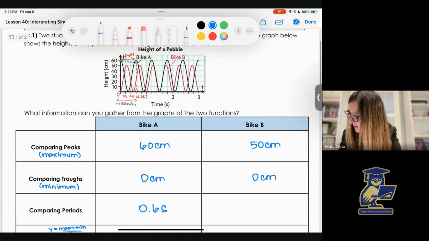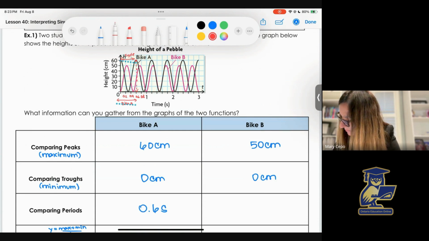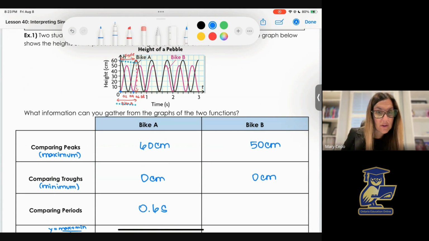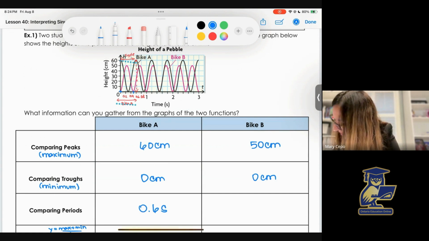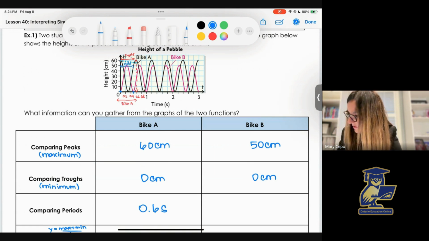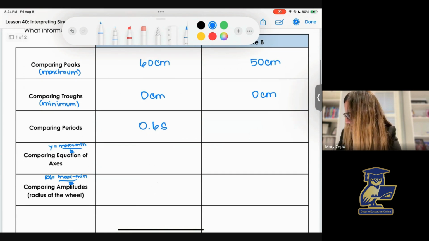We're going to do the exact same thing looking at bike B, in a different color. This time we're not going to start max to max, we're going to start min to min. So there's the min to min, and that looks like 0.5. That's when one full cycle occurs, from here to here. In this case, it would be 0.5 seconds.